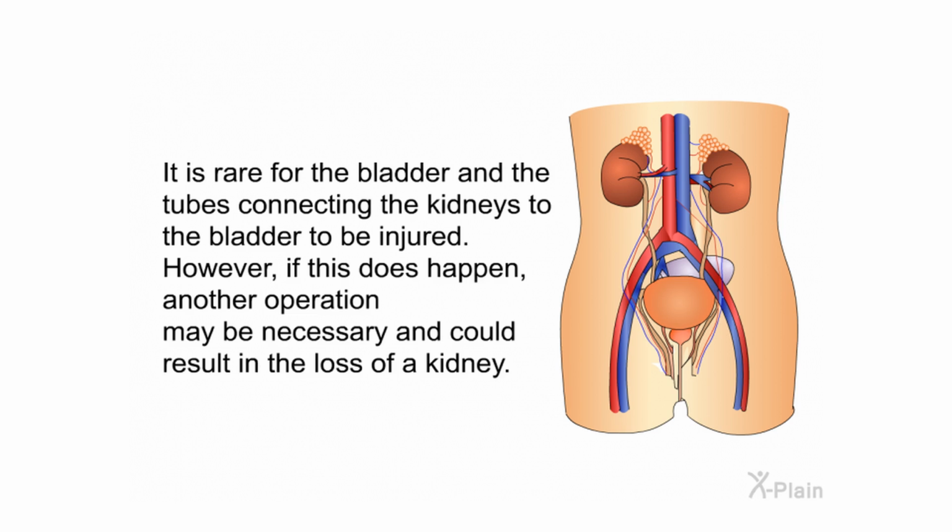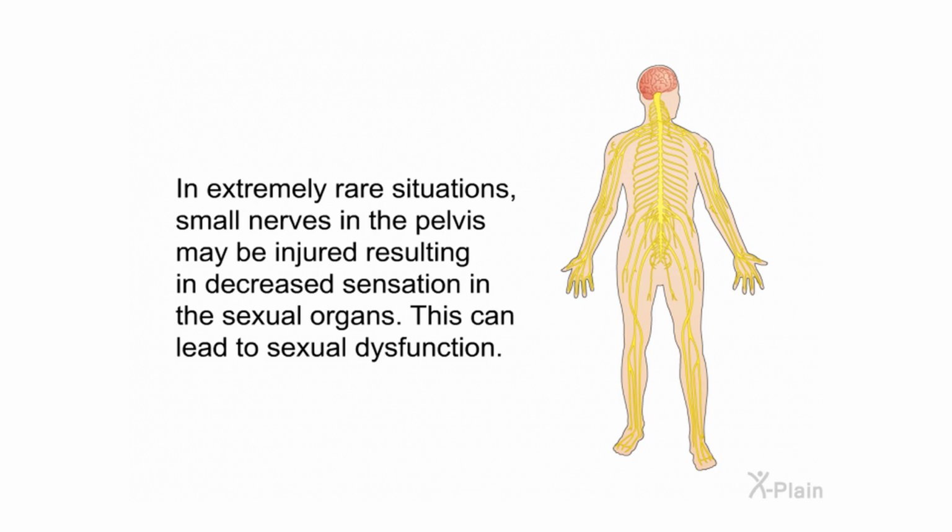It is rare for the bladder and the tubes connecting the kidneys to the bladder to be injured. However, if this does happen, another operation may be necessary and could result in the loss of a kidney. In extremely rare situations, small nerves in the pelvis may be injured, resulting in decreased sensation in the sexual organs. This could lead to sexual dysfunction.